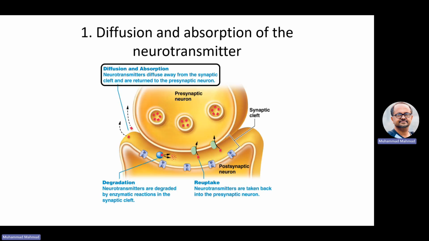Number 1 is the diffusion and absorption of neurotransmitter. You see on the left side of the picture, those red balls, neurotransmitters, they are diffused. I mean, they are spreading around and they are absorbed. Those things are absorbed and diffused. That's one way to remove them.